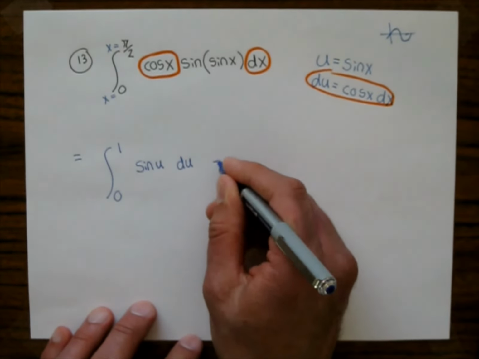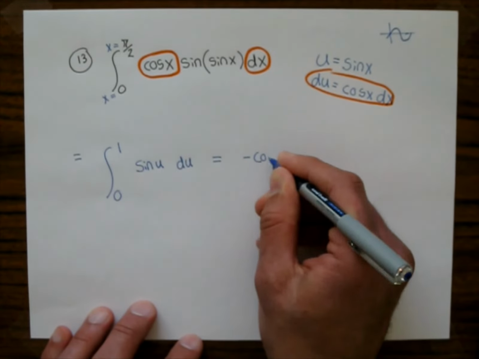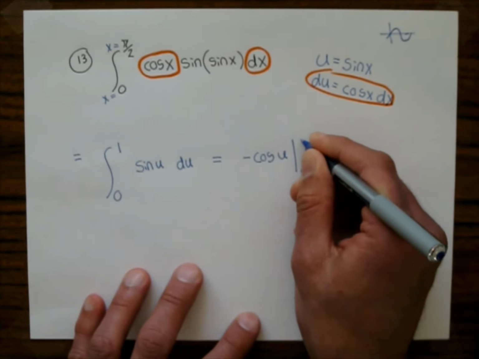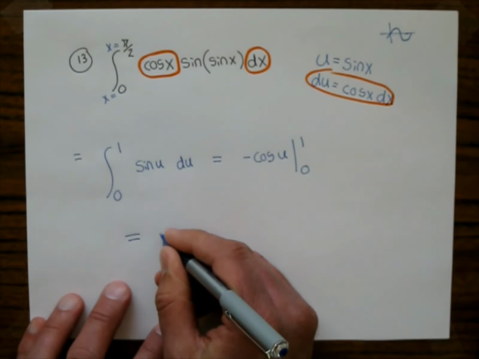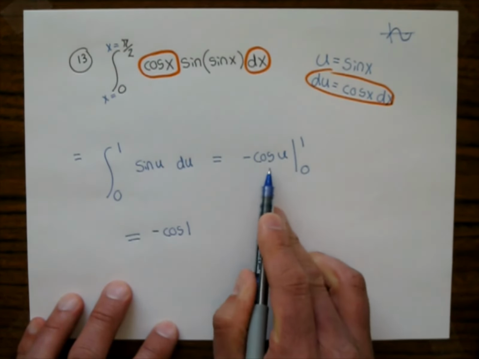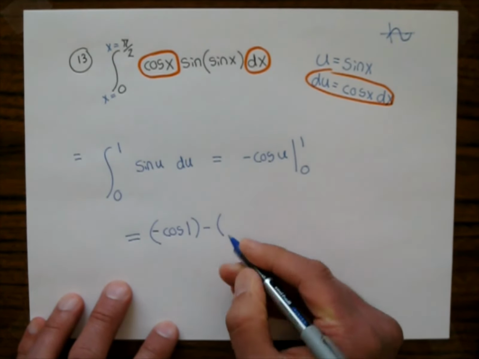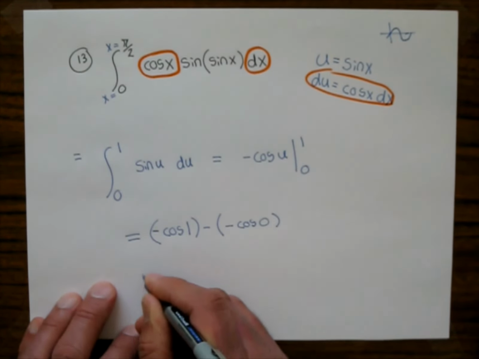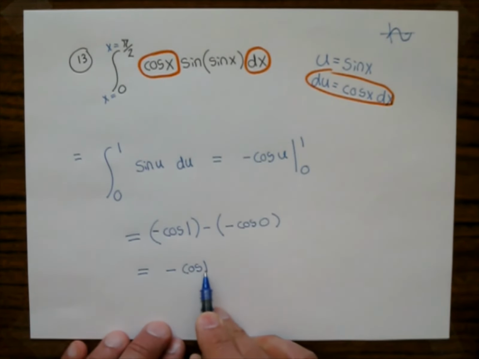Okay, now I'm going to take the antiderivative of the sine, which is negative cosine. This gets evaluated from 0 to 1. So I put 1 into this function. I get negative cosine of 1, because negative is part of the function. And then I put 0 in there, and I get negative cosine 0. So this is negative cosine 1. I don't know what that is. That's just a number.